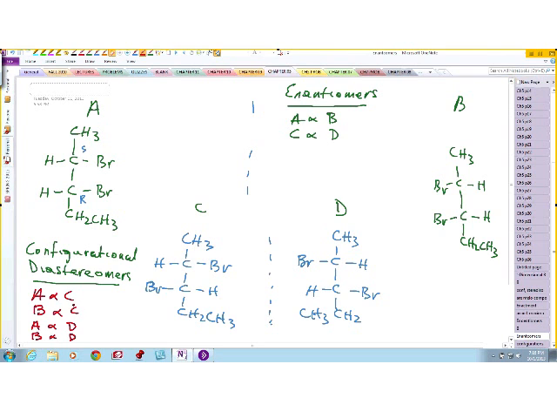Okay, so these are all configurational diastereomers. So if I give you this molecule here, and I tell you to draw all of the possible stereoisomers for this molecule and identify the relationship between them, you draw all the possibilities. Since it contains only 2 chirality carbons, you know the maximum number of stereoisomers you will get is 4. And then once you draw them, you begin to show us the relationship.